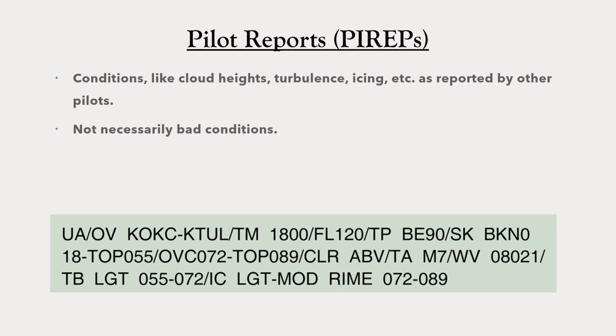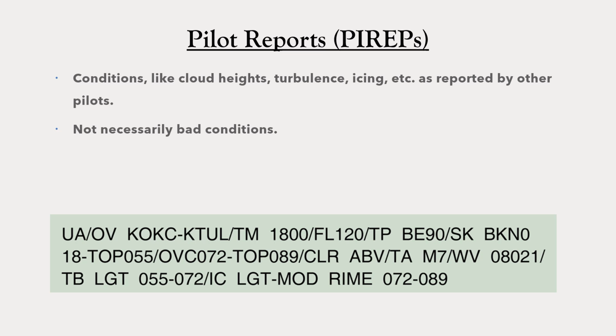The TP is the type of aircraft. In this case, it's a BE-90, which is like a Beechcraft twin. That's important when we interpret some of this other information, like the amount of turbulence. Turbulence as reported by a Cessna 172 is going to be interpreted a little different than turbulence as reported by an airliner.